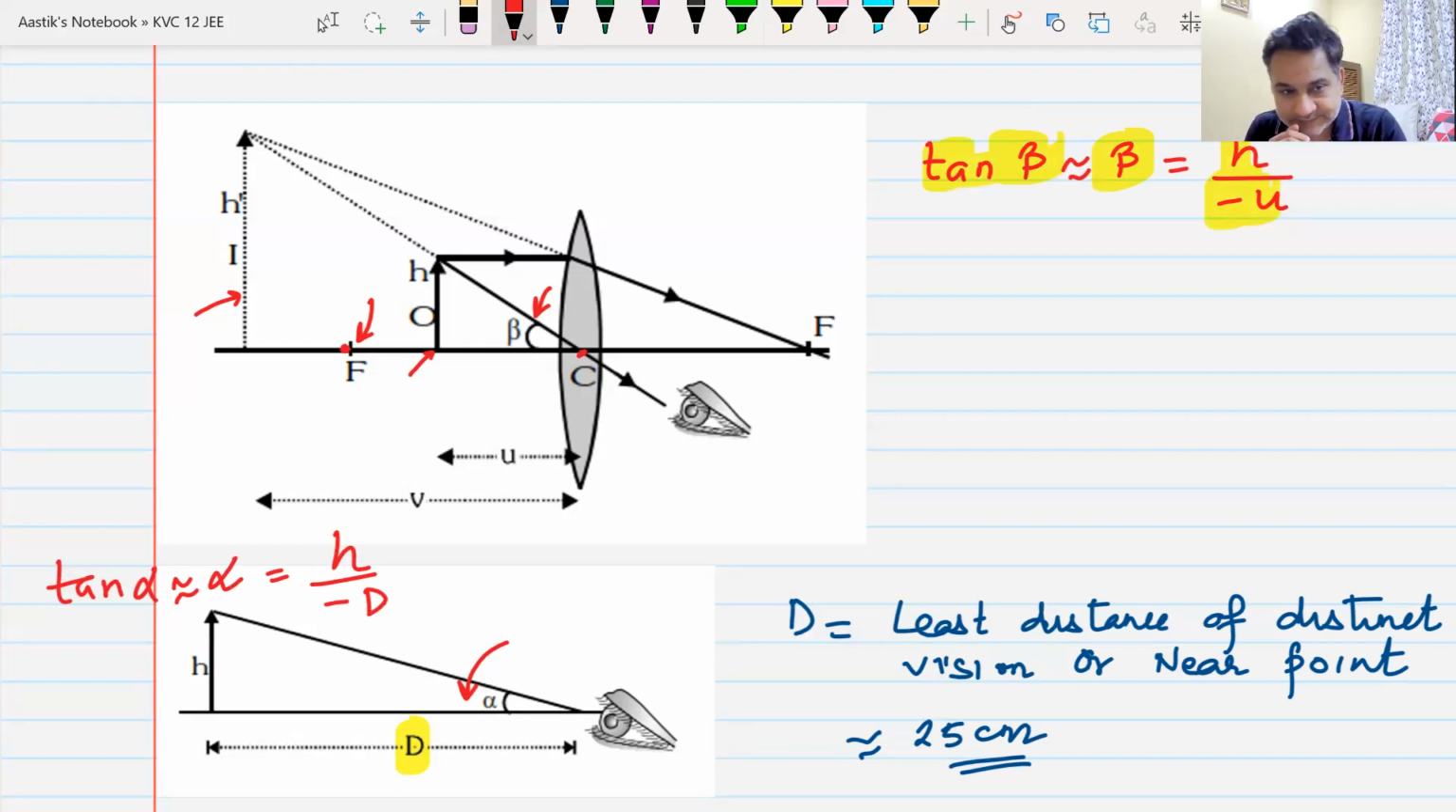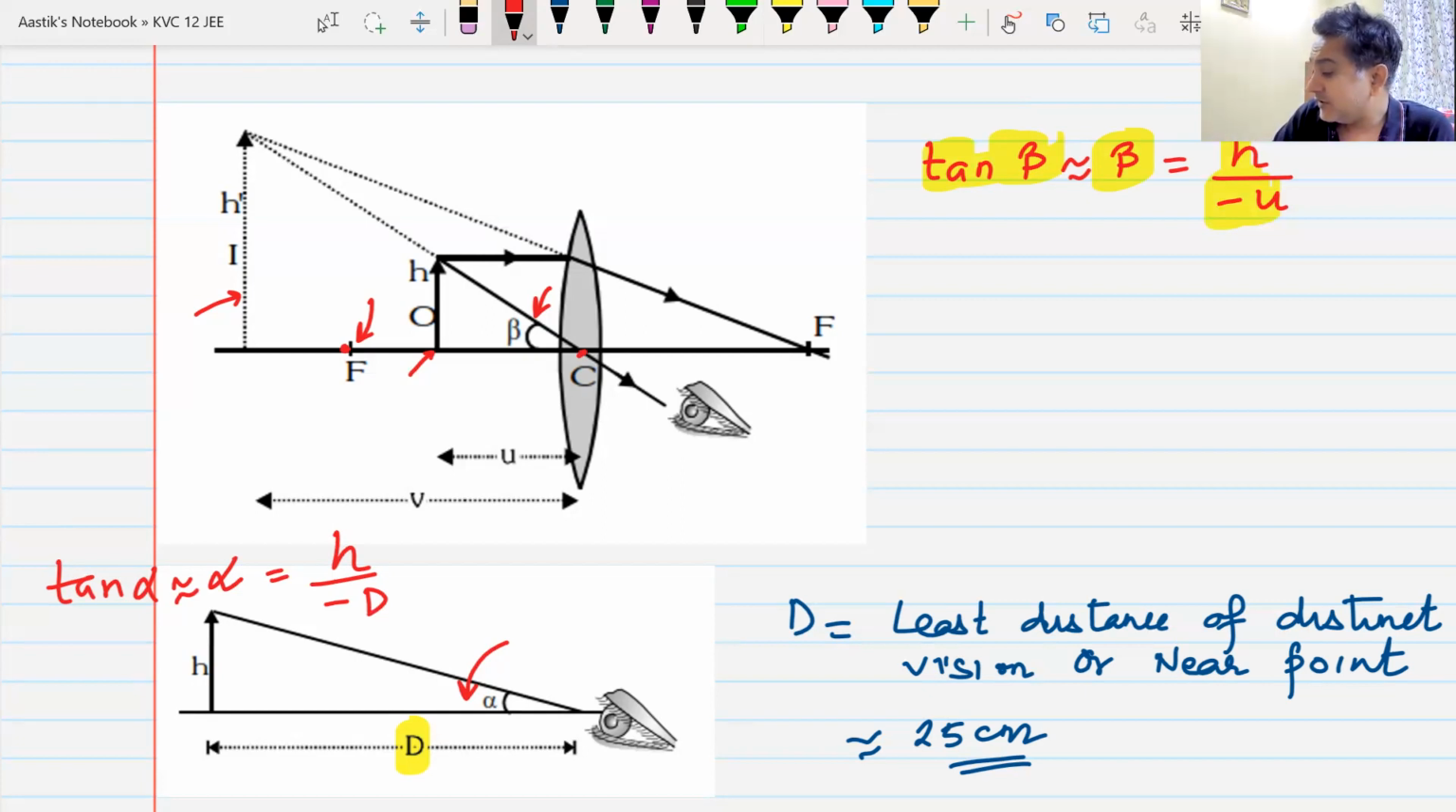How much the object has been magnified. Have you written this, everyone? Shall I move ahead?